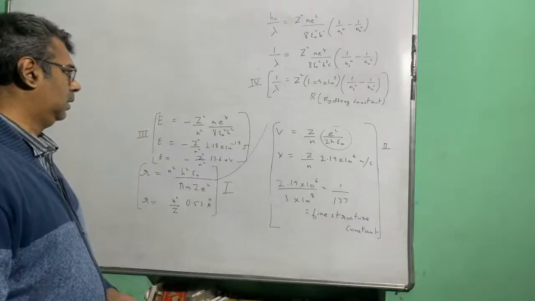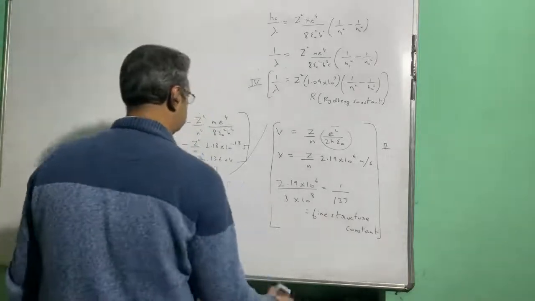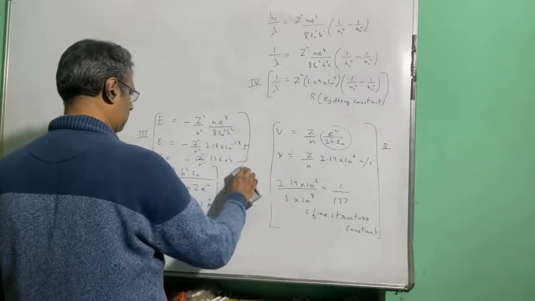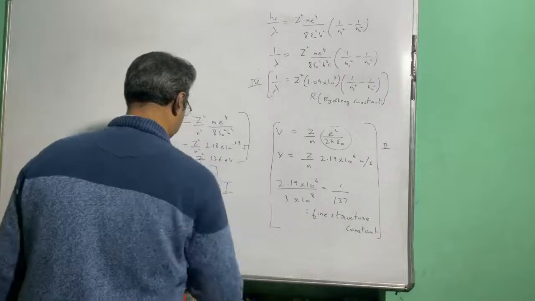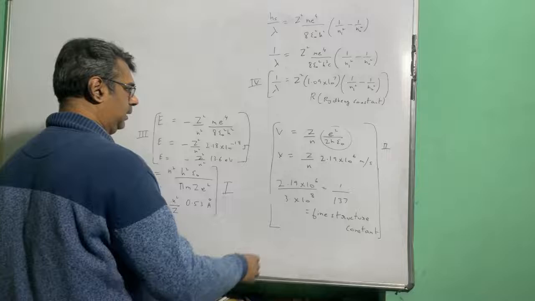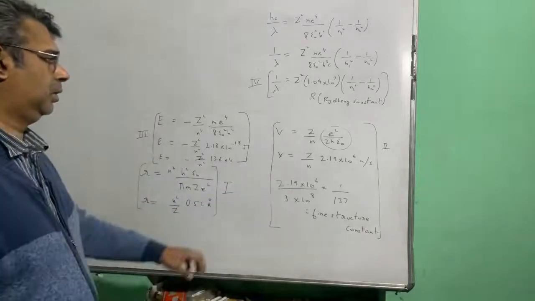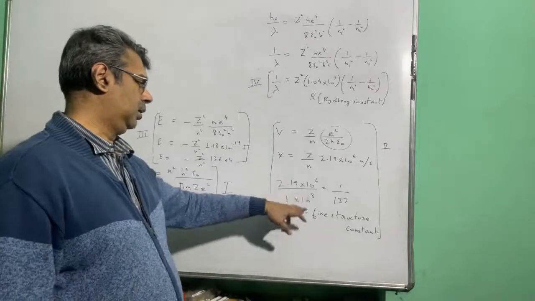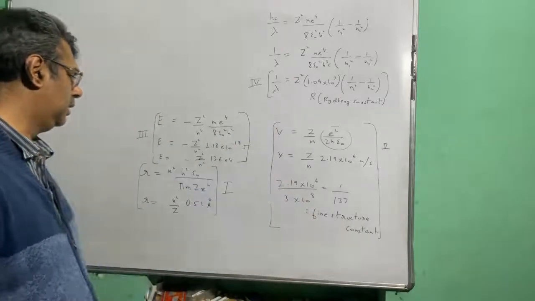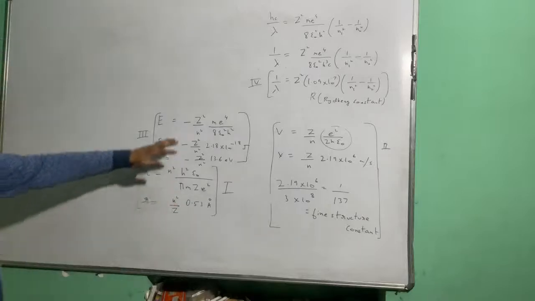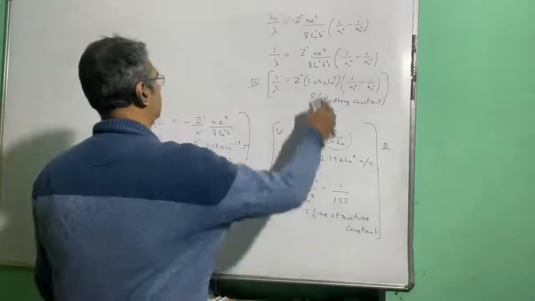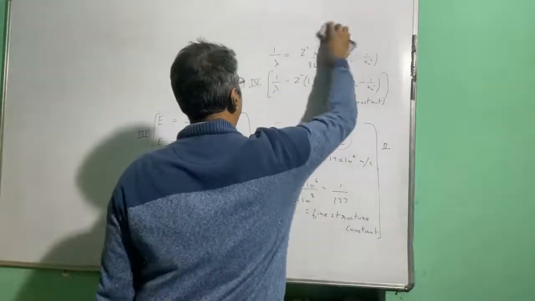And I think that in this bunch of formulas related to velocity, I'll also add this fine structure constant. So this whole thing is velocity related, this whole thing is radius related, this whole thing is energy related, and this one is wavelength related. So these are the basic formulas of Bohr's model.